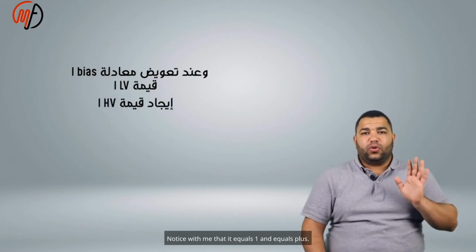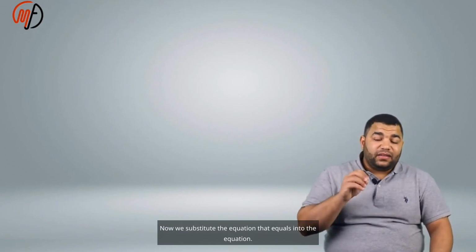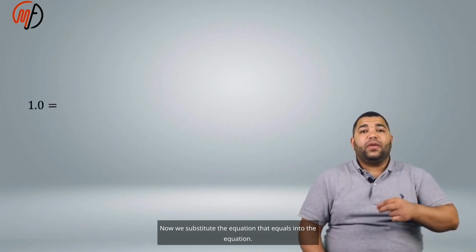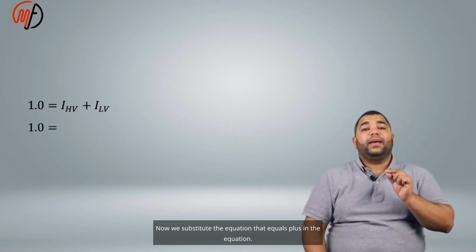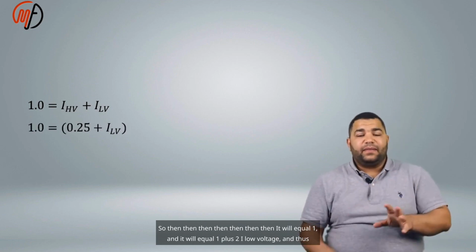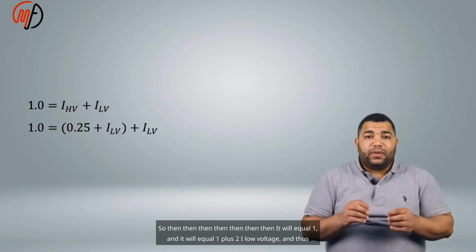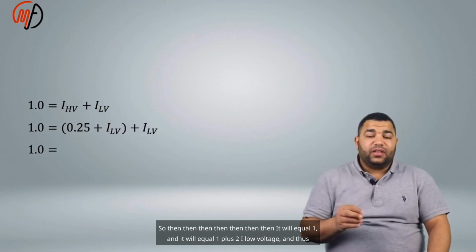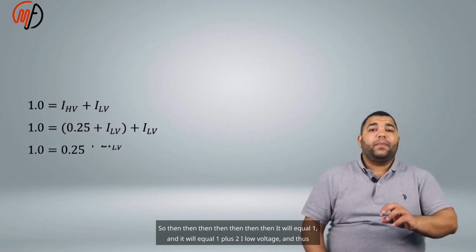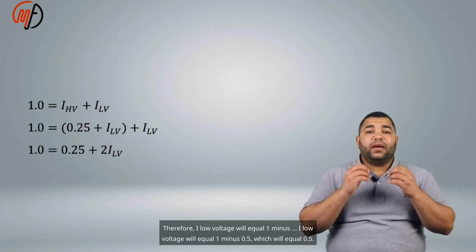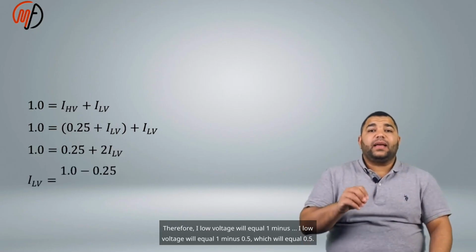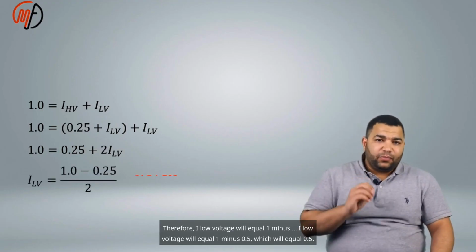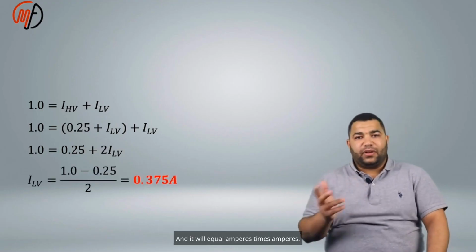Notice with me that I restraint equals 1 and I high voltage equals I low voltage plus the differential current. Now we substitute this equation into the restraint equation. So it will equal 1, and it will equal 1 plus 2 I low voltage, and thus plus 2 I low voltage. Therefore, I low voltage will equal 1 minus 0.5, which will equal 0.5 amperes.